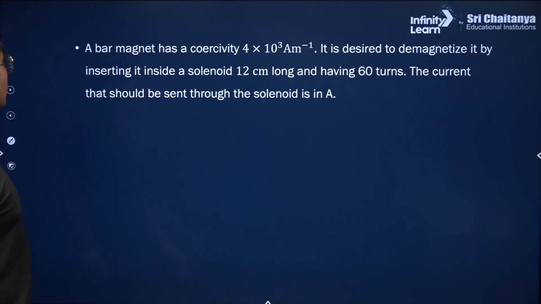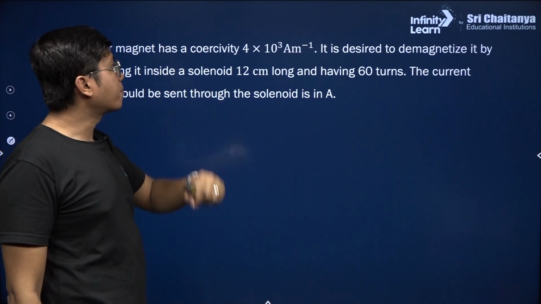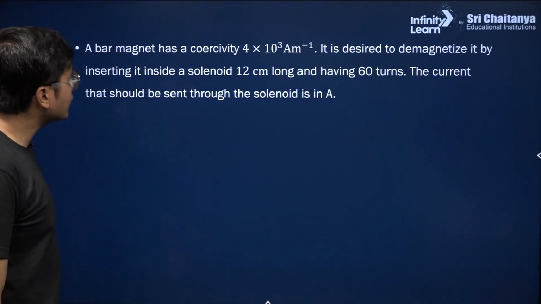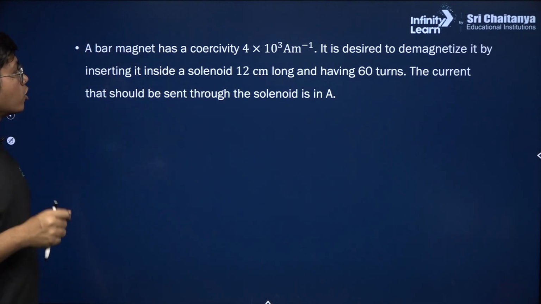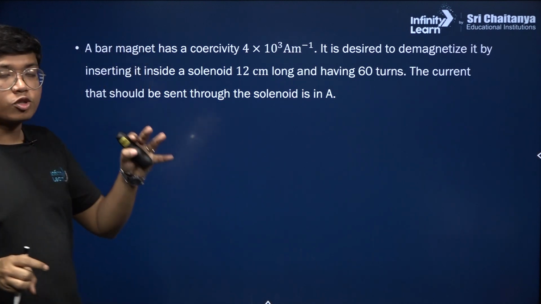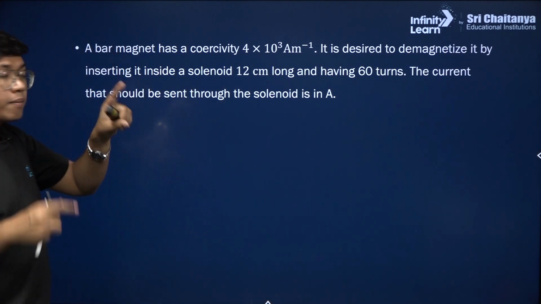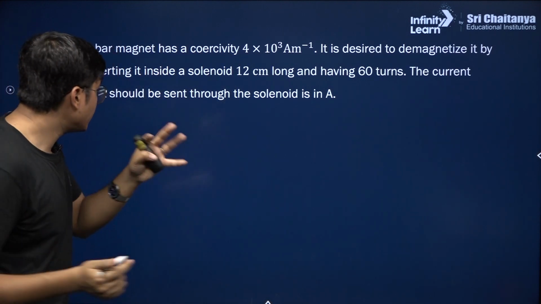Next, I think this is our last question. It says that a bar magnet has a coercivity of 4 into 10 to the power 3 ampere per meter. It is desired to demagnetize it by inserting it inside a solenoid 12 centimeter long having 60 turns. The current that should be sent through the solenoid is. So this is the coercivity, this is that H value.